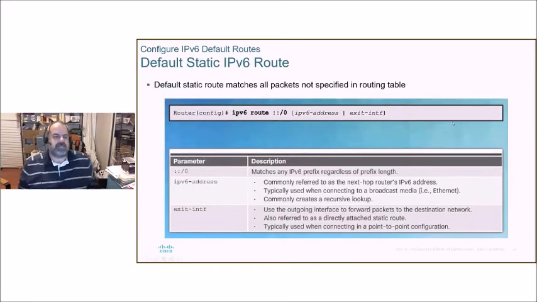Now, default routes are typically shorter in IPv6 than they are in IPv4. So, of course, this ::/0 is equivalent to the quad 0 in IPv4. So, of course, 2 colons means 128 zeros. /0 is the prefix length, and so that means the entire internet. So again, address or interface or both.